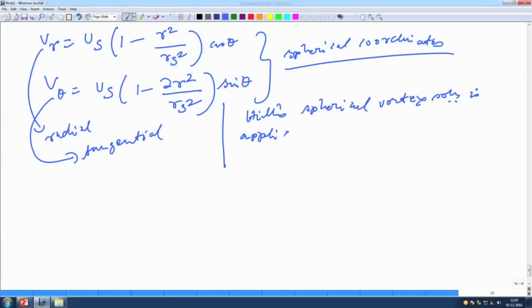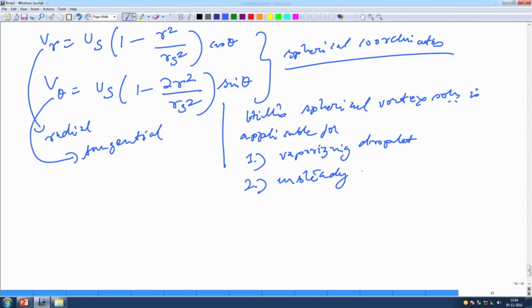Okay. So, formally writing it, Hill's spherical vortex solution is applicable for a vaporizing droplet, and unsteady, and we already established why that should be the case.